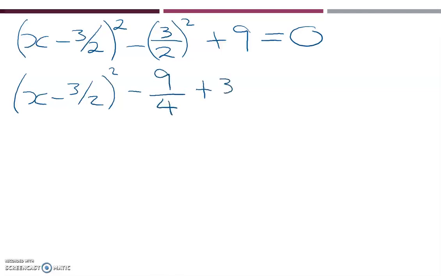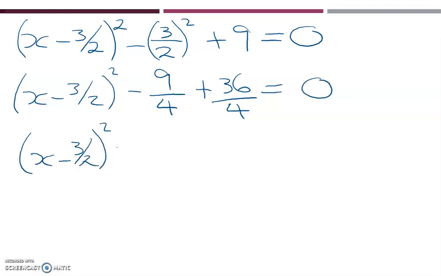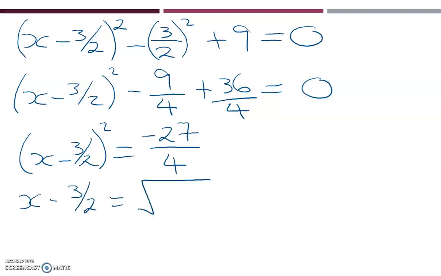So that becomes 36 on 4, which equals 0. (x minus 3 on 2) all squared. So that'll end up being negative 27 on 4. And some of you might be able to see that we're going to have a complex root here. So if we get rid of this square, we have to take the square root, the positive and the negative.